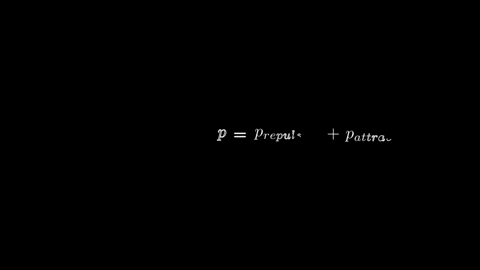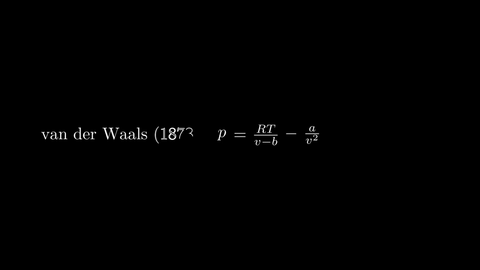We could write the total pressure of the system as the sum of the repulsive part of the pressure plus the attractive part of the pressure. Thunderfalls found the repulsive term to be this, and the attractive term to be this. This is in fact the Thunderfalls equation of state. It's interesting to note here that the repulsive term leads to a positive pressure, while the attractive term leads to a negative pressure. This is what we expect from our microscopic model.